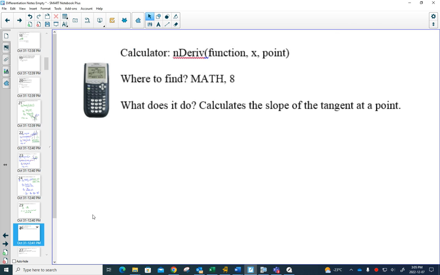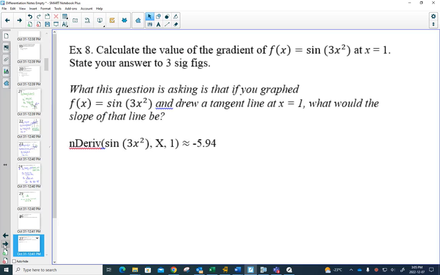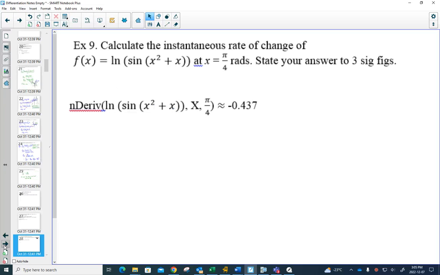So it finds the slope at a certain point, and we could do different questions. You could try these ones. How useful is this? Well, you can check things, but for the most part, you have to show your work with derivatives. So we actually don't use this button very often. But you could have very crazy functions, like this one here: the instantaneous rate of change of the natural log of sine of a parabola at pi over 4. This is a little crazy.